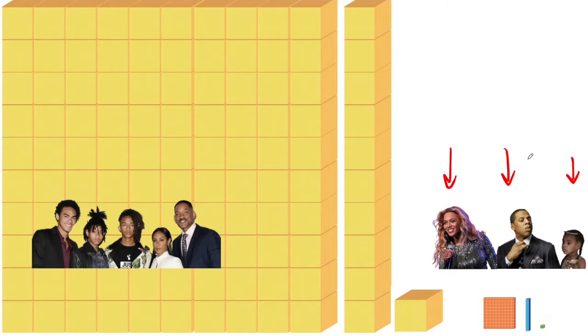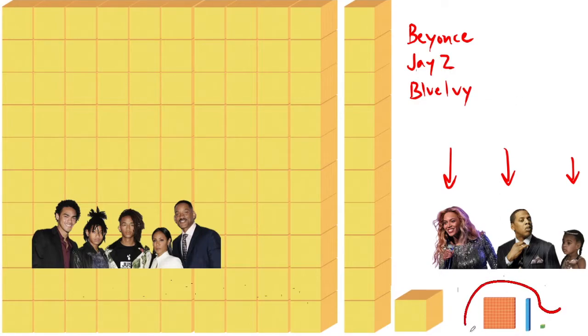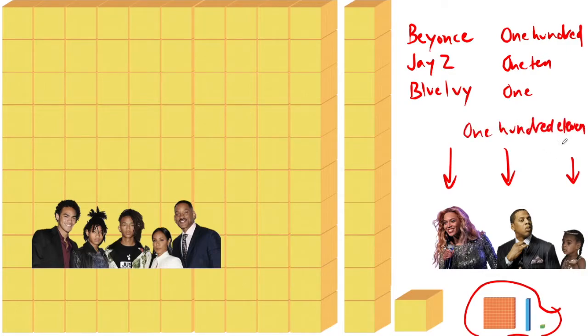We know them just by their very first name, right? Beyonce, Jay-Z, Blue Ivy. We just say their first names. They don't need any extras. That's kind of how it is for this part of the model. We just say what it is. 100, 10, 1, or in this case, a 10 and a 1 make 11, so we say 111. But it's so famous, it doesn't need a last name like the thousands did over here.